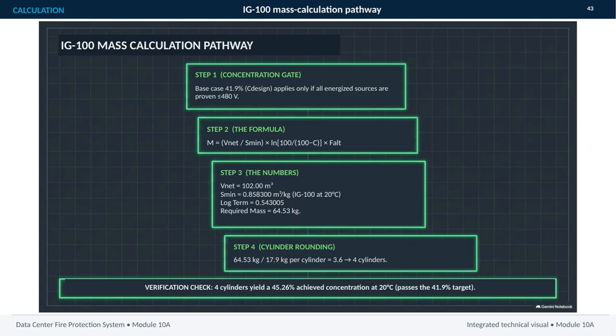The final step is cylinder rounding. Dividing 64.53 kilograms by 17.9 kilograms per cylinder gives 3.6, so the design must round up to 4 cylinders, not 3. The verification check confirms that 4 cylinders produce a 45.26% achieved concentration at 20 degrees Celsius, which exceeds the 41.9% target and therefore passes the check.